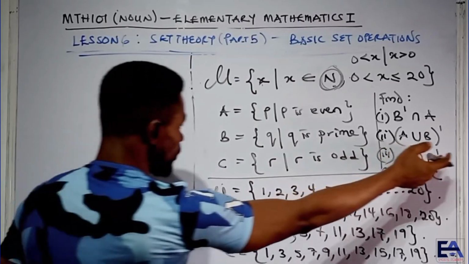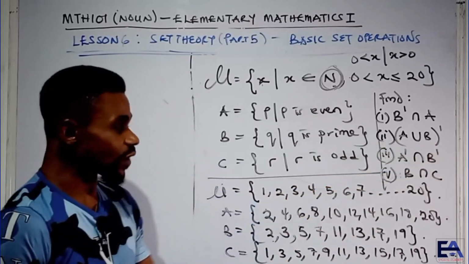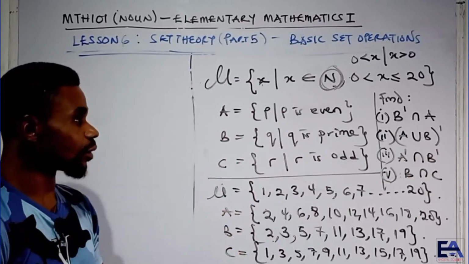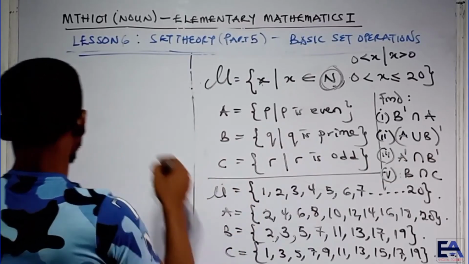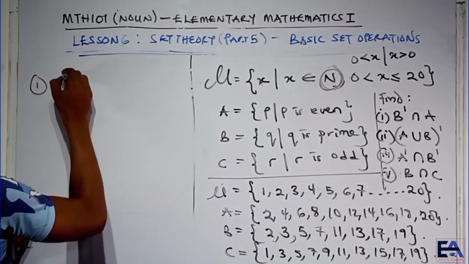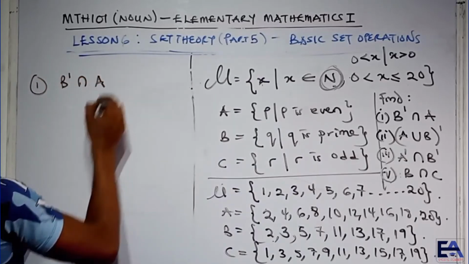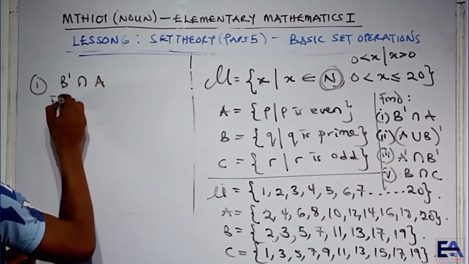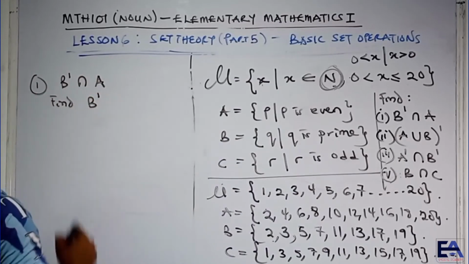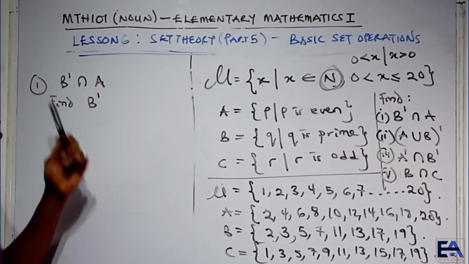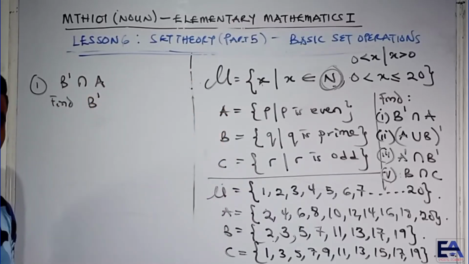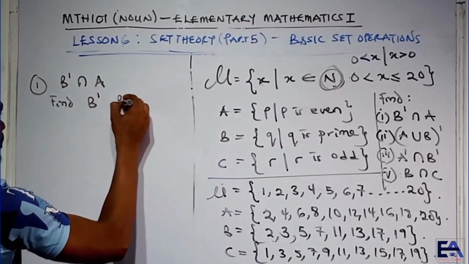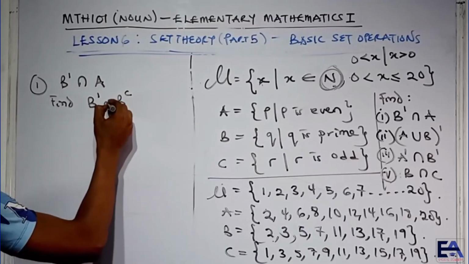to start answering these questions. The first question says, find B complement intersection A. To find B complement intersection A, the very first step is for us to first find B complement. When we find B complement, then we'll know how to intersect it with A. Do you get what I'm trying to say? So now, find B complement first. Sometimes it is written as B with a small c on top, it's still the same thing, okay?